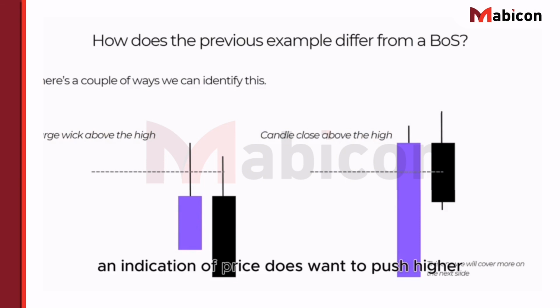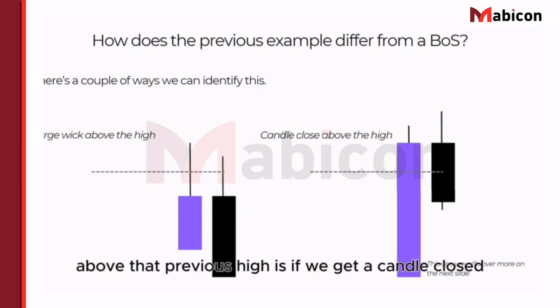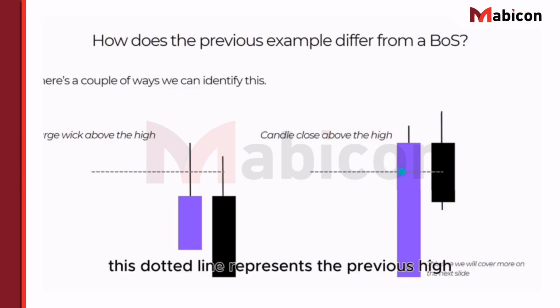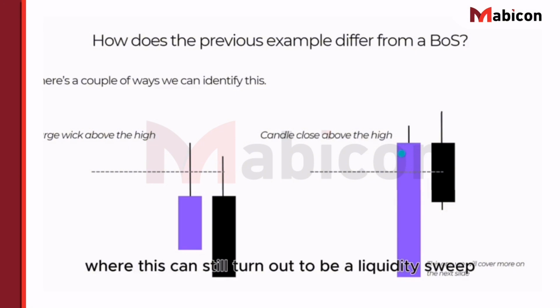Alternatively, an indication that price does want to push higher above that previous high is if we get a candle close. As we can see, this dotted line represents the previous high, and as you can see, the purple candle has closed above that high. This is the first sign of commitment that price wants to stay above there. But we are not completely out of the woods when this happens. There are a few examples where this can still turn out to be a liquidity sweep.